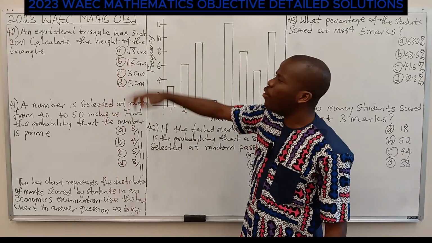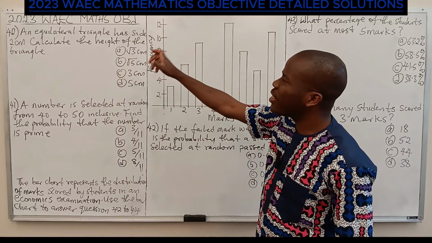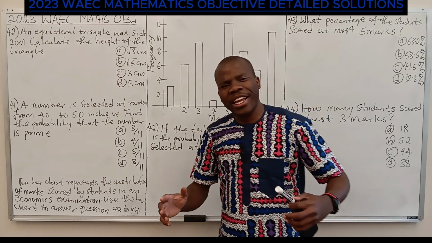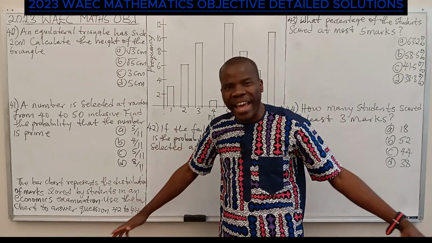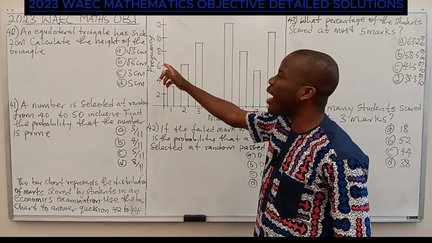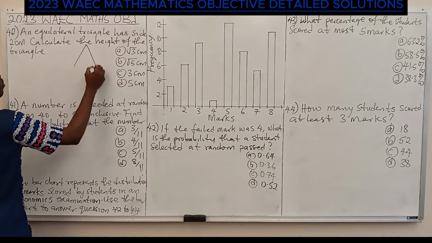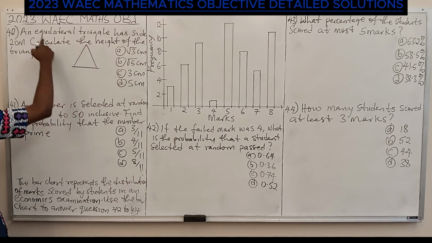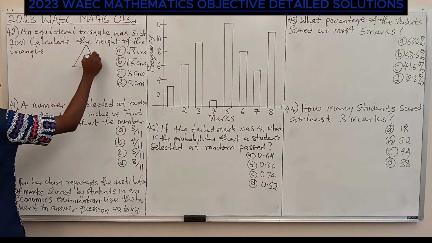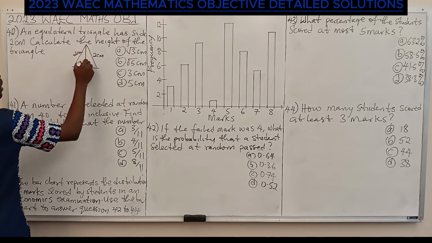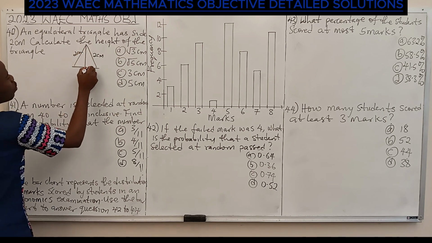Okay, number 40 says, an equilateral triangle has side 2 cm. Equilateral triangle is a triangle in which all sides are equal. Calculate the height of the triangle. So in an equilateral triangle, since the sides are 2 cm, it means all sides are 2 cm. So we should look for the height. Since here is 2 cm, here will be 1 cm.